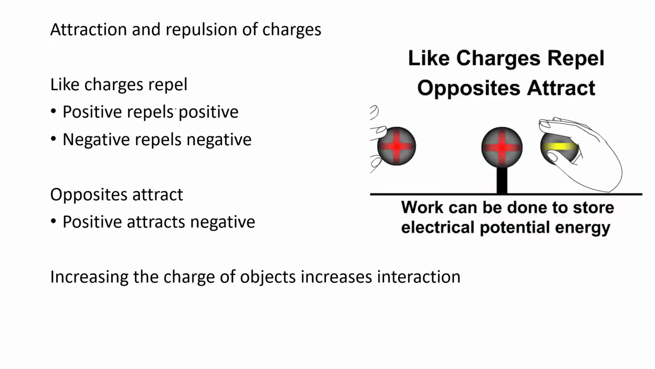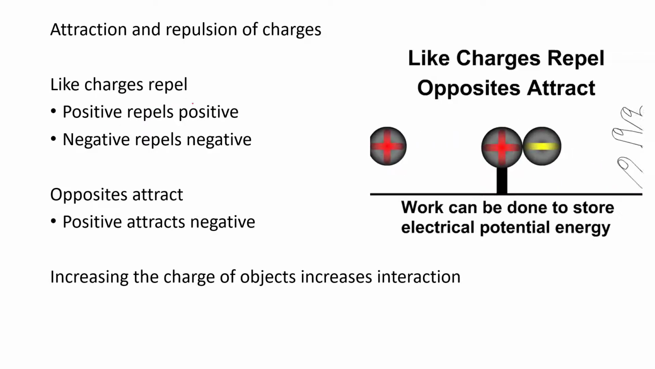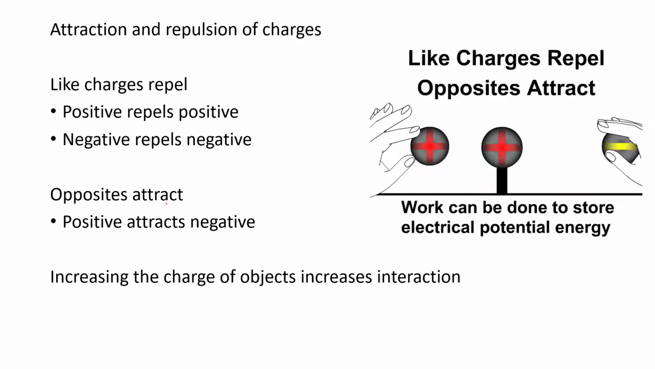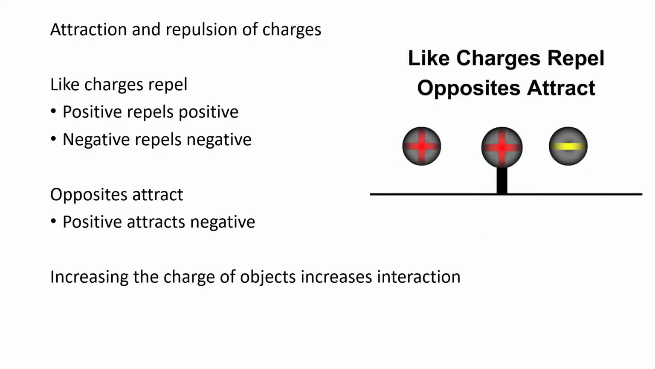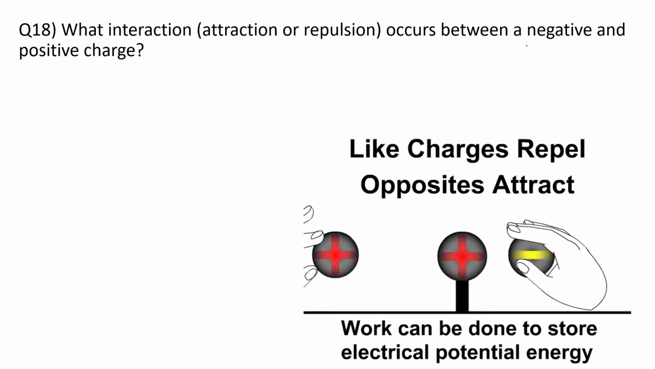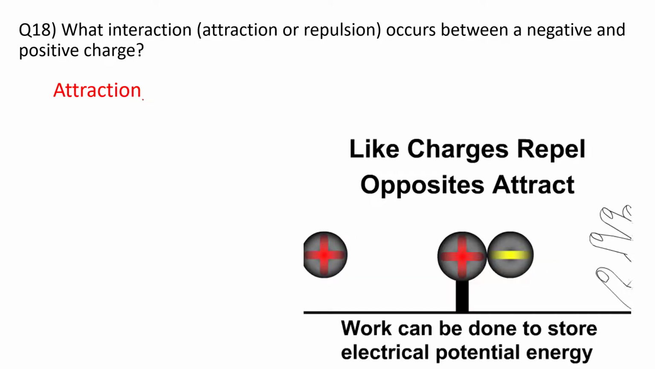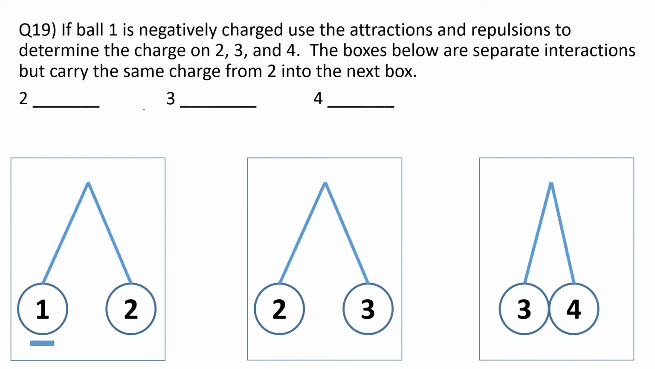So just a reminder, we said this before, like charges repel: positive charges repel positive charges, negative charges repel negative charges, opposites attract. Kind of started off with that. What interaction, attraction, or repulsion occurs between a negative and positive charge? If you take a look right here, there's going to be an attraction. So just a little review from before.